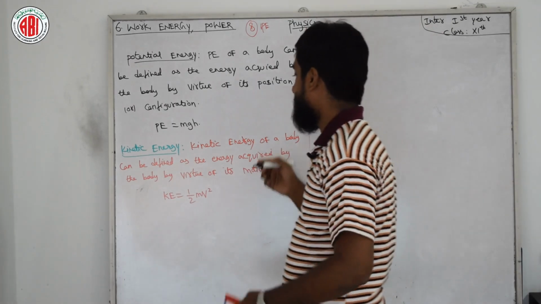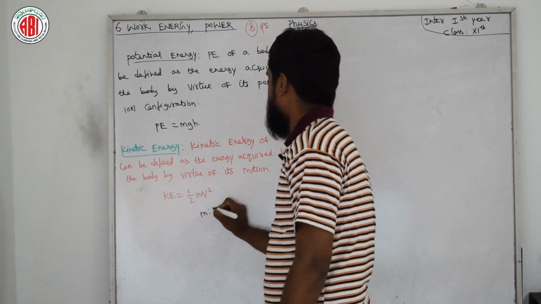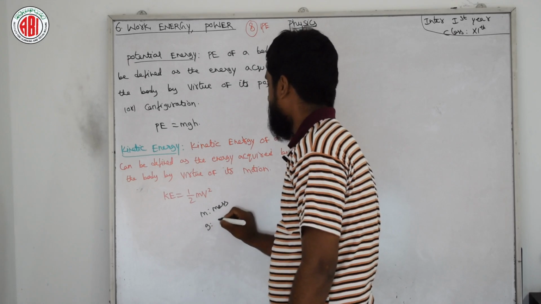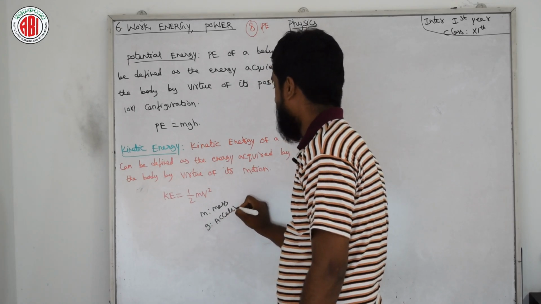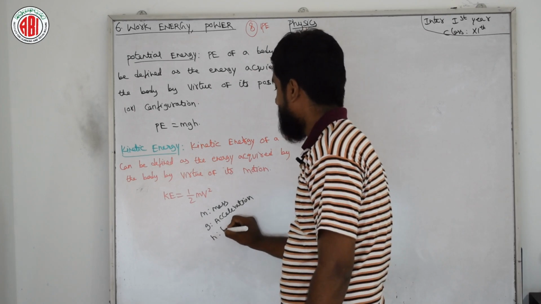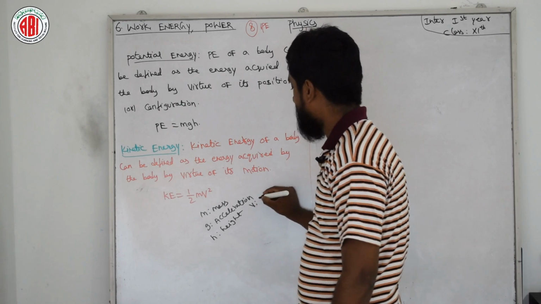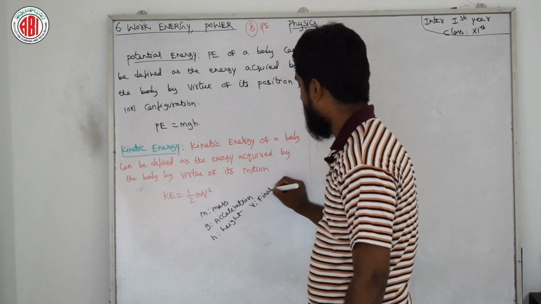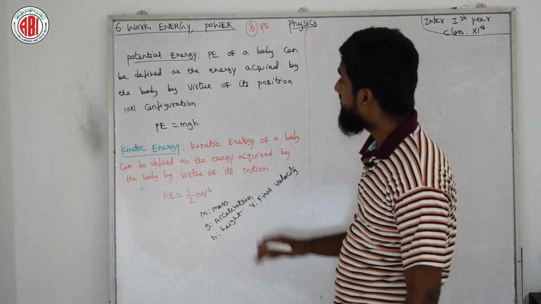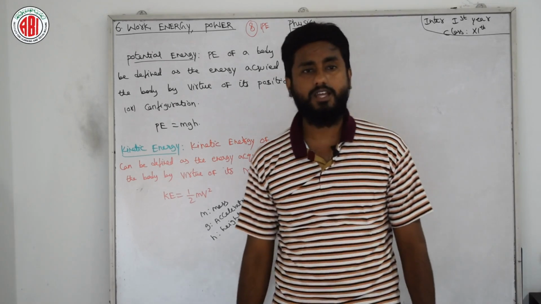Here I am writing a few terms. m is the mass of an object or body. g is the acceleration due to gravity. h is the height. v is the final velocity. So this potential energy and kinetic energy might also be asked in your examination.